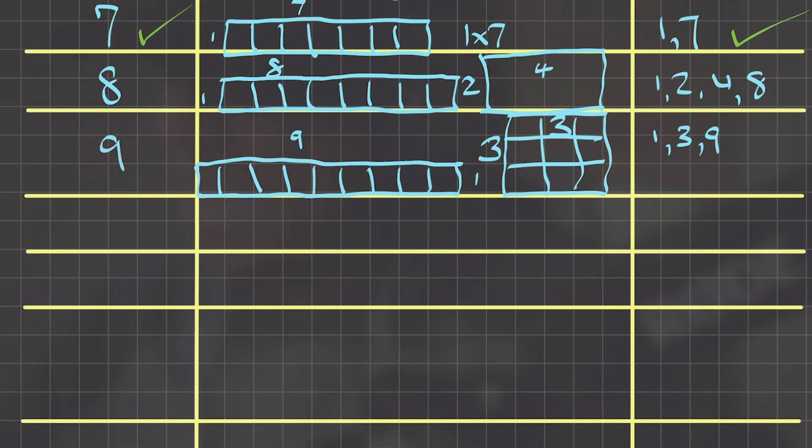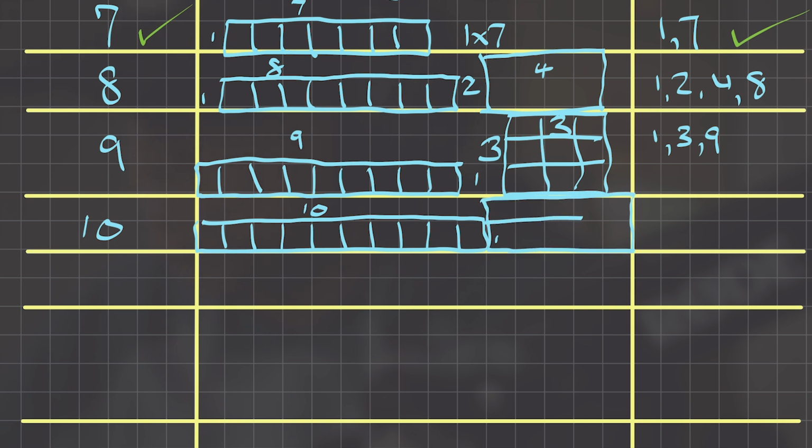10 is an even number, so it's not going to be a prime number. It's automatically going to be composite. Its factors are 1 and 10, and also there's a 2 by 5 array that we can draw, and as soon as we get into that second row of squares, we know that it is not prime. Its factors are 1, 2, 5, and 10.